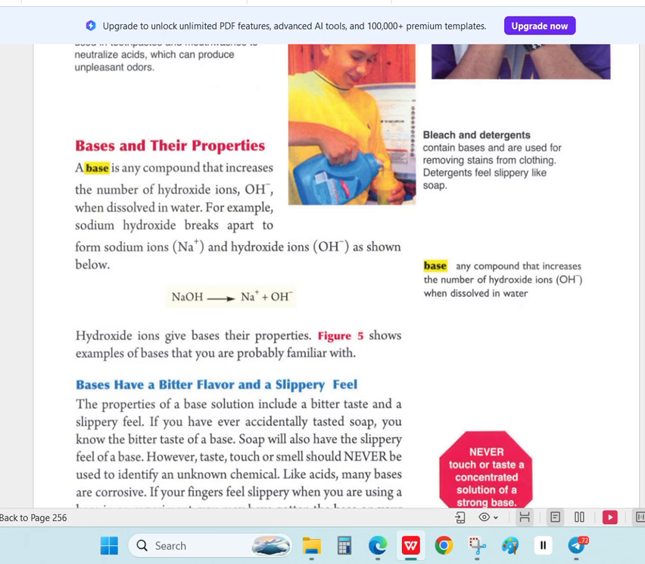Acid increases hydronium, and base increases hydroxide, OH. A base is any compound that increases the number of hydroxide ions when dissolved in water. For example, sodium hydroxide breaks apart into sodium ions, Na, and hydroxide ions.